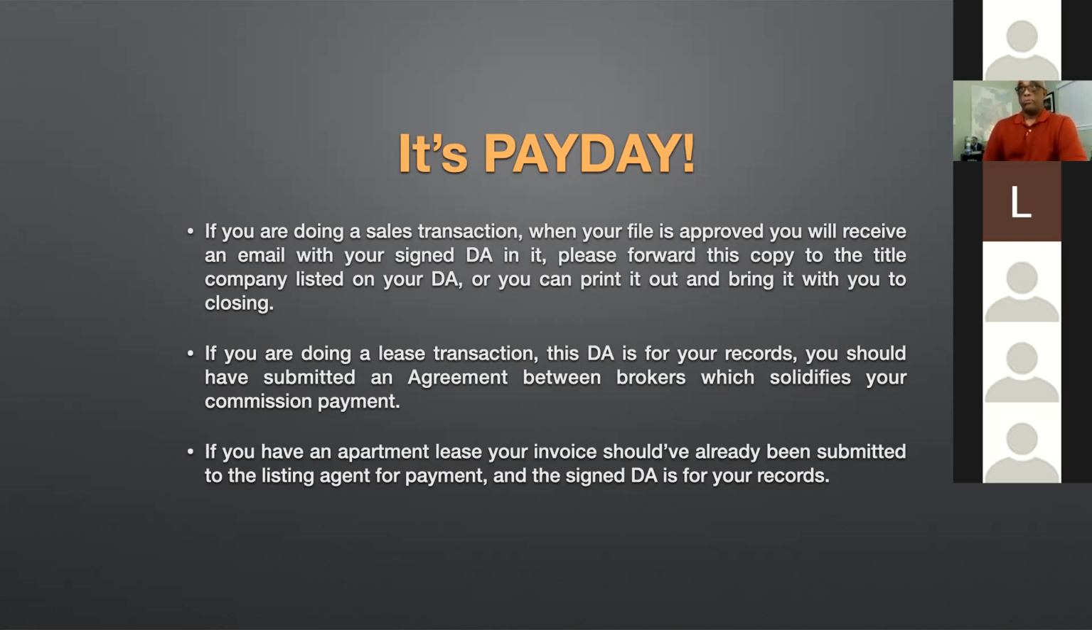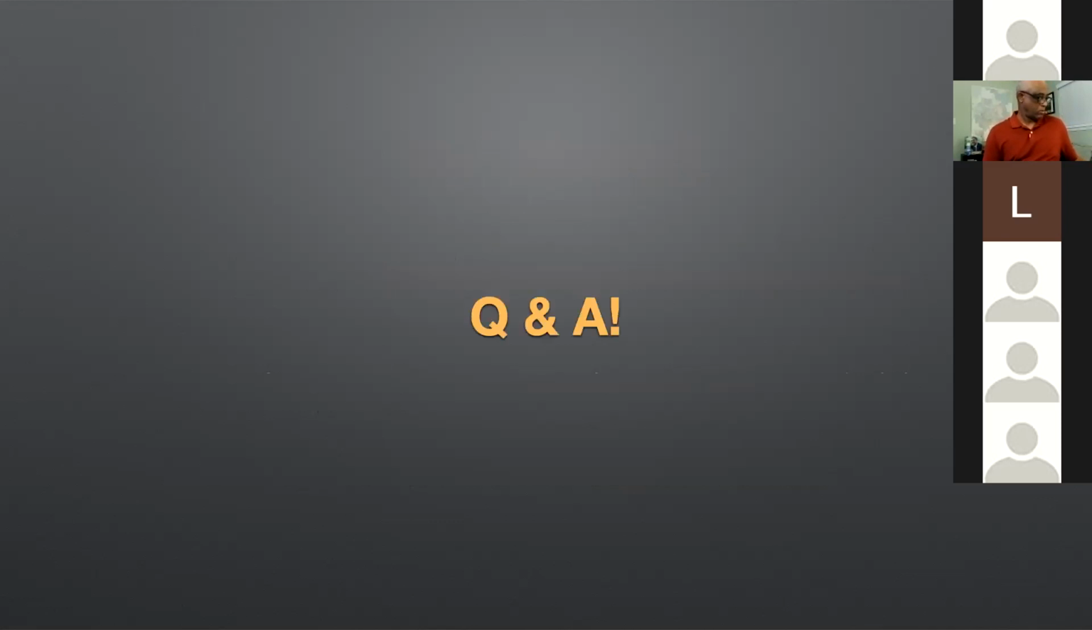If you're doing a lease transaction, the DA is for your records. You should have already submitted an agreement between brokers, which solidifies your commission payment. And then if you have an apartment lease, your invoice should have already been submitted to the listing agent for payment, and then the DA is for your records. All right, so now we're gonna open it up for questions. Any questions about how to fill out your DA?